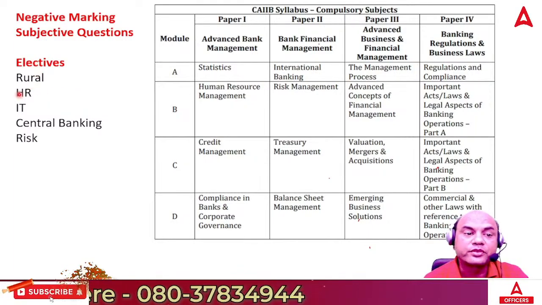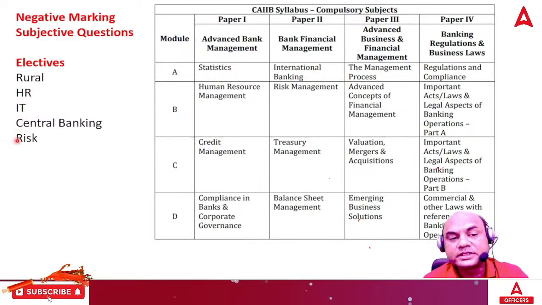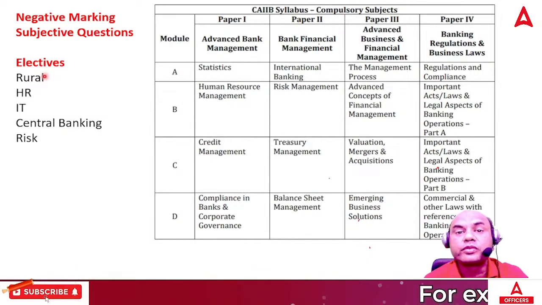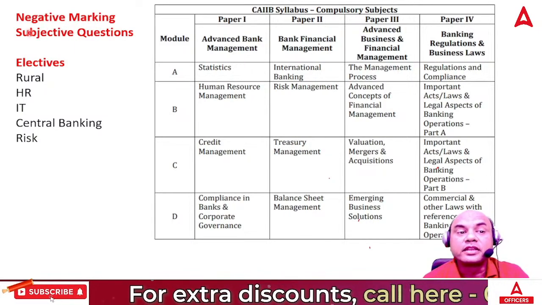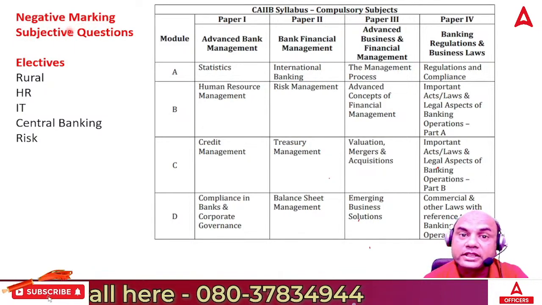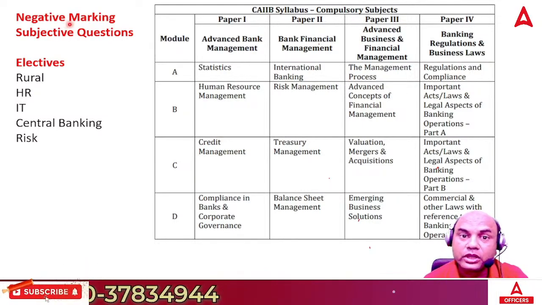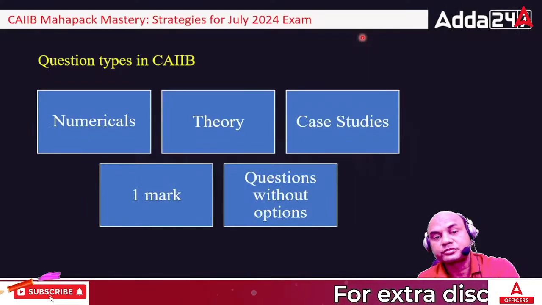Now for electives, you have 5 electives: rural, HR, IT, central banking and risk. Always select the elective in which you are confident. There is no negative marking. There are some subjective questions, meaning the options are not given this time. No options, only questions will be given and you have to type your answer. So with this background, let's move on.